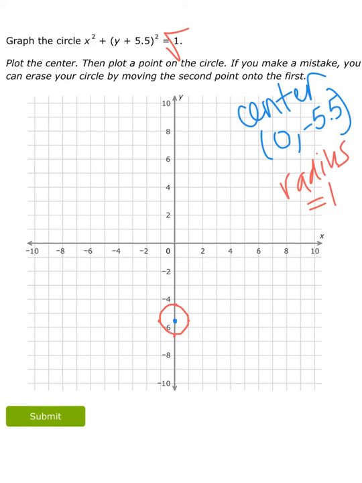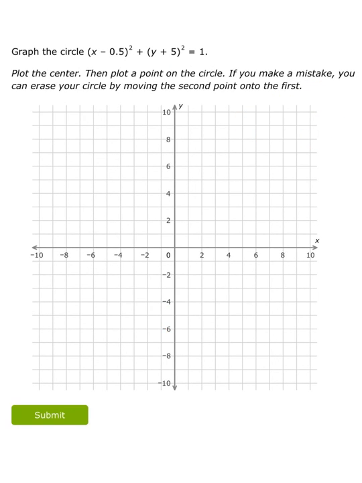Alright, moving on to the last example. This is the last circle we're going to graph together. Let's start by finding the center. My center would be at positive 0.5, positive 1/2, and -5. So I would go to positive 0.5 and then down to -5.